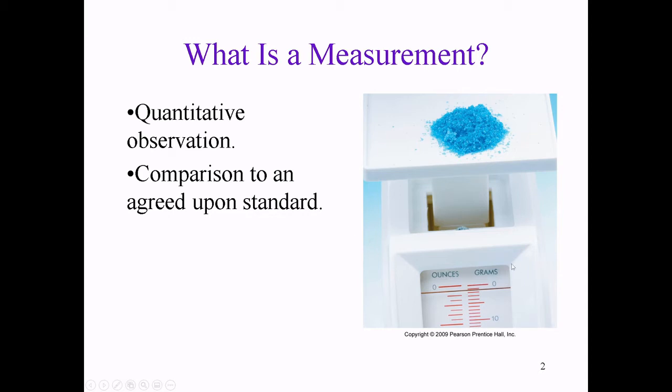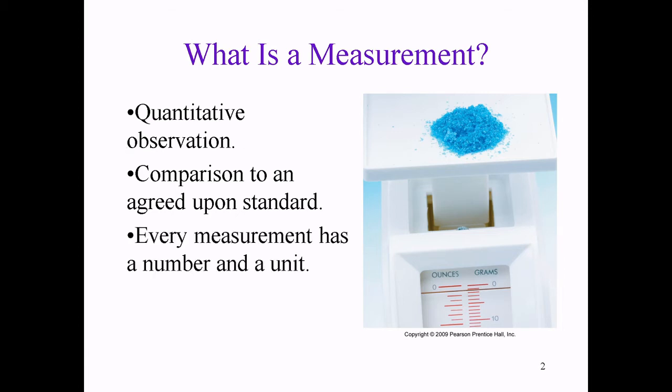So we all agree what, for instance, 1 gram is, and our quantitative observation is going to tell us how many of those grams we have, whether it's a fraction of a gram, so it's less than 1, or it's some multiple of grams, so more than 1 gram. And every one of these quantitative observations, as we said, is going to have a number and a unit.